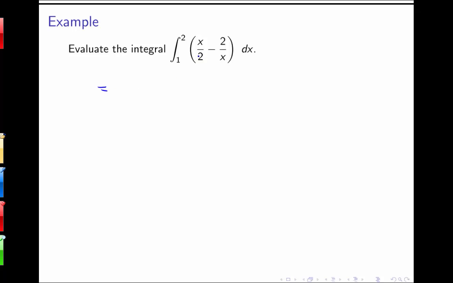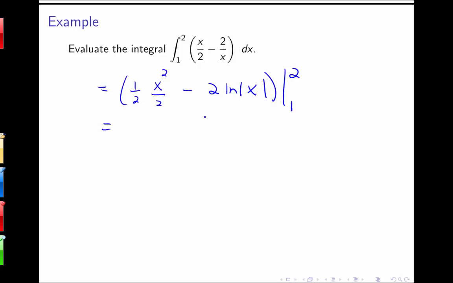So what I have here is the integral from 1 to 2 of x over 2 minus 2 over x. So let's see, I've got 1/2, and then I need to multiply that times my antiderivative of x, so that's x squared over 2, minus 2, this is 2 times 1 over x, so the antiderivative of 1 over x is the natural log of the absolute value of x. And I need to be evaluating this from 1 to 2.